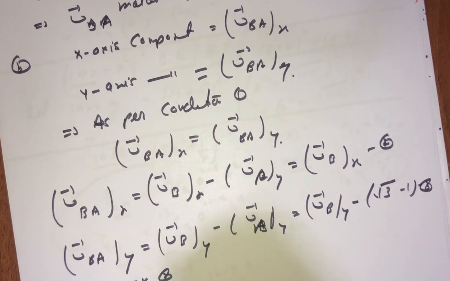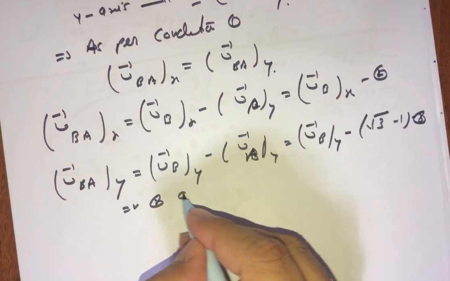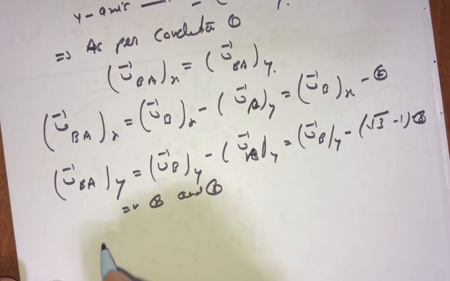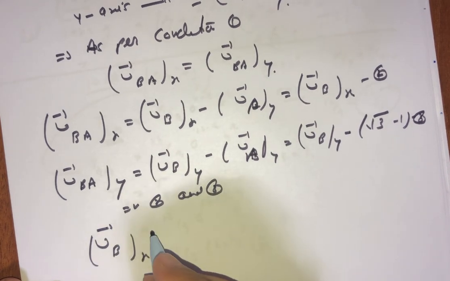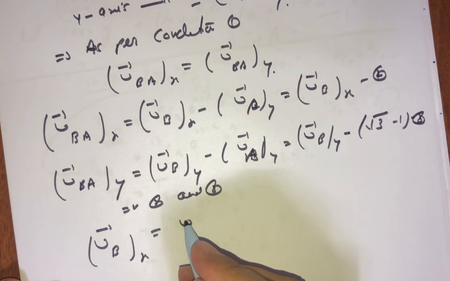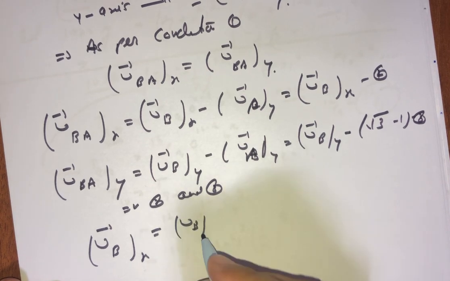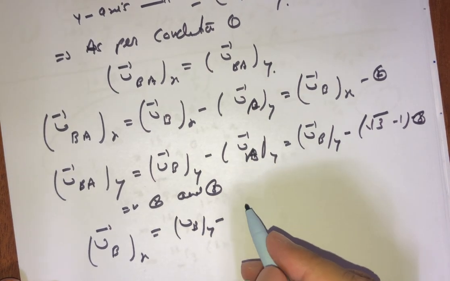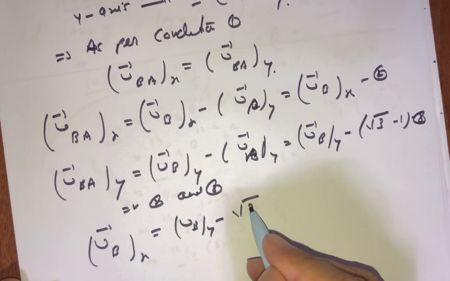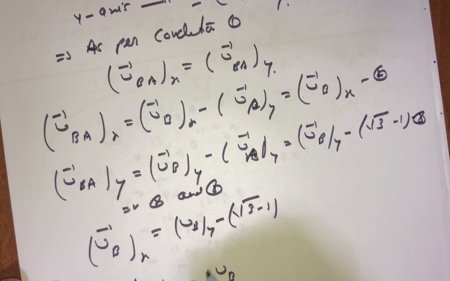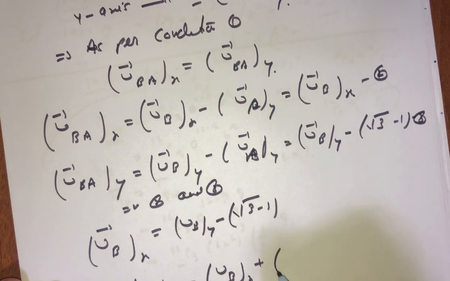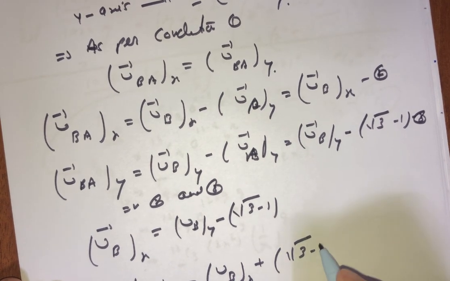From equations 2 and 3, we can write that VBx is equal to VBy minus (square root of 3 minus 1). From here we can find out that VBy is equal to VBx plus square root of 3 minus 1.